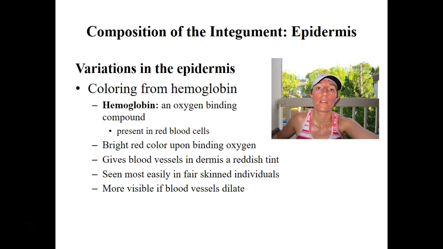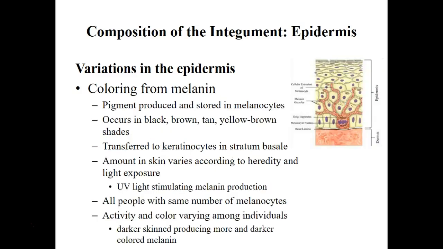Coloring. So there are different chemicals that actually produce color in skin. Hemoglobin is an oxygen binding protein that's found in red blood cells. When it has oxygen associated with it, it makes a bright red color. And when our body heats up, that heat is moved by the blood to the surface of the skin. So when the blood vessels dilate, more blood runs to the surface of the skin, and that causes our skin to get a reddish coloration.